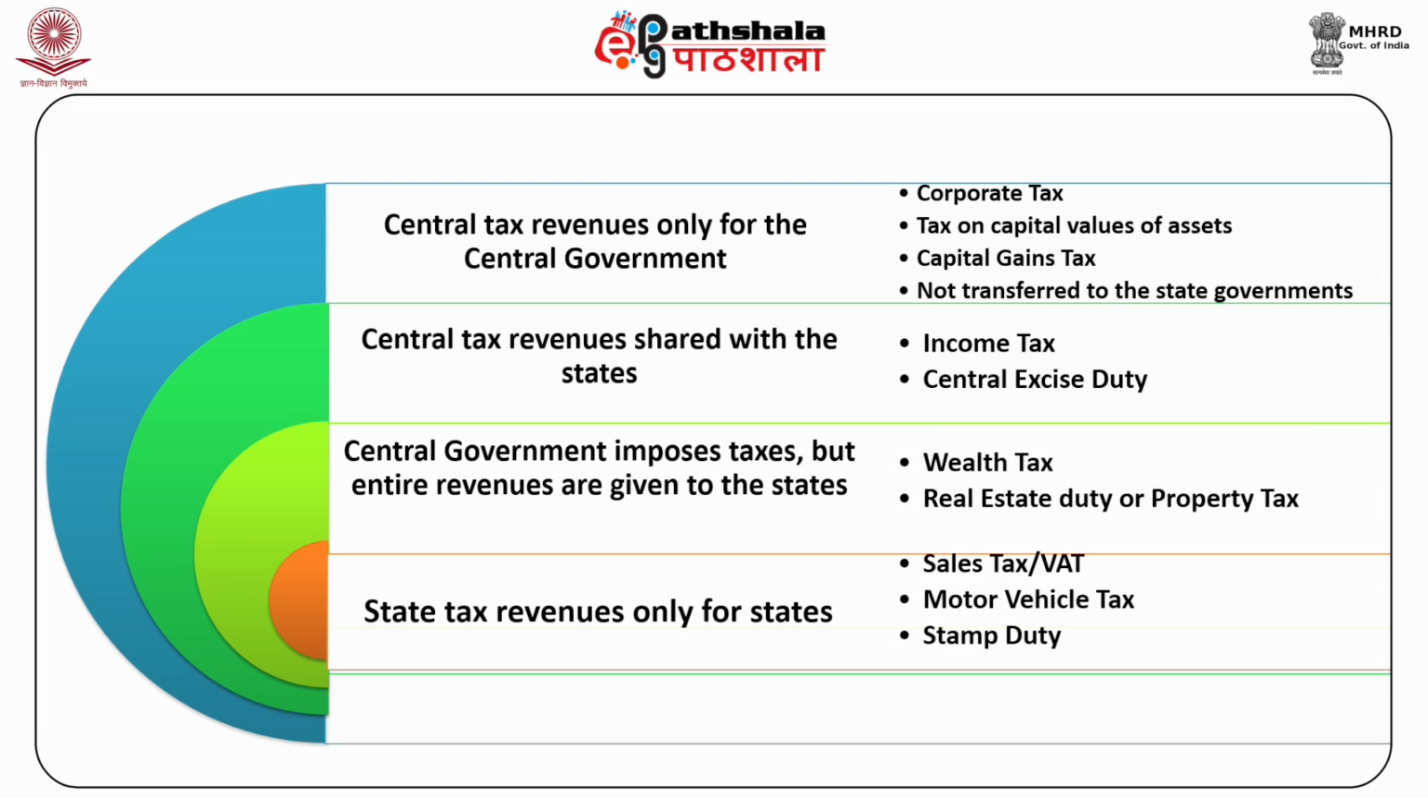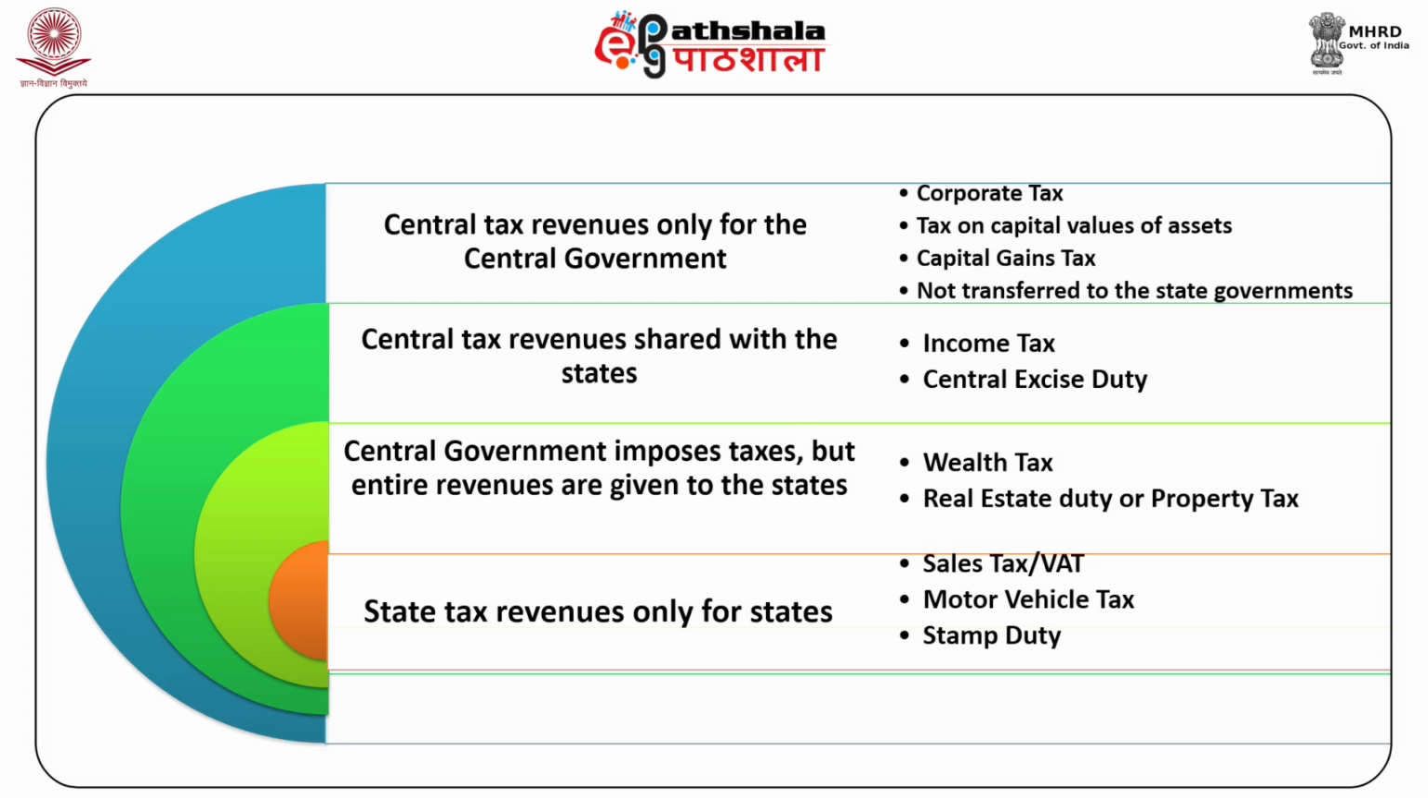Now, the revenue collected from taxes is distributed among the center and states in the following manner. Central tax revenues only for the central government: the central government imposes taxes and collects the revenue from such taxes. For example, corporate tax, tax on capital values of assets, which are property or capital gains tax excluding land, and custom duty. No part of the revenue collected through these taxes is transferred to the state governments.